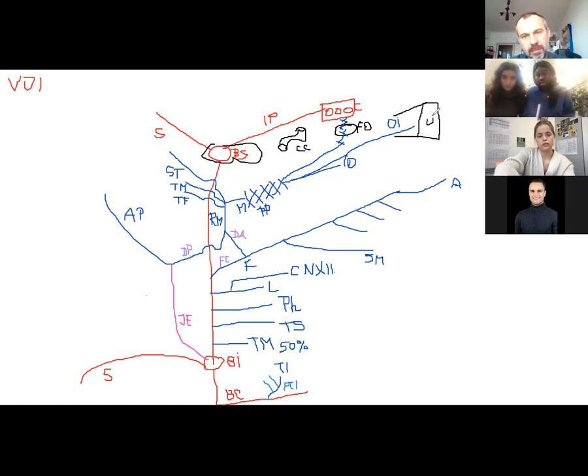So this is orbit. And of course it receives many other veins, like the middle meningeal vein, for example, and so all the other veins which are similar to arteries.